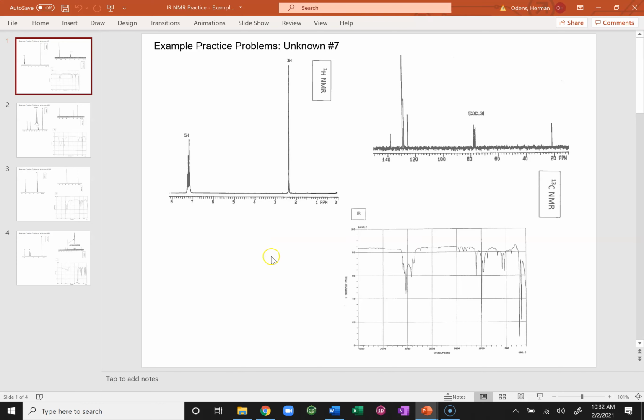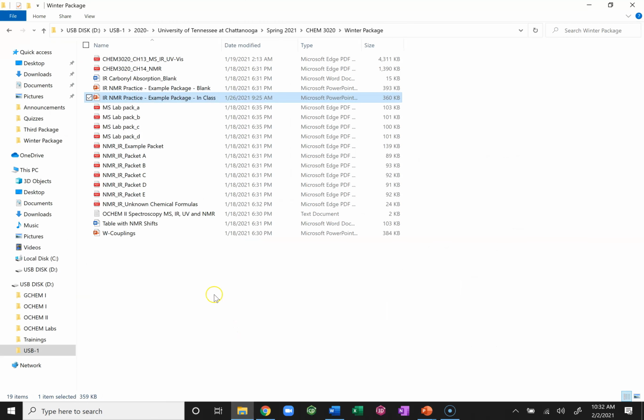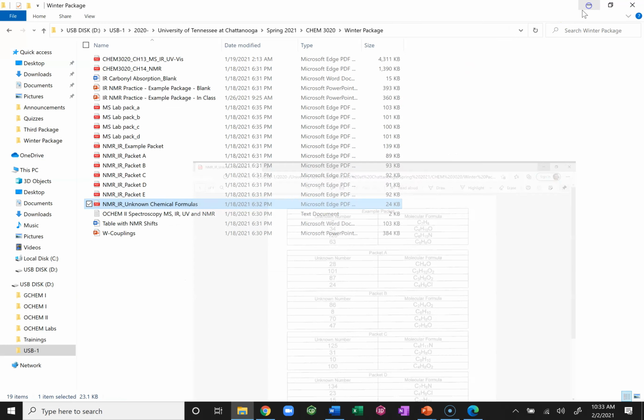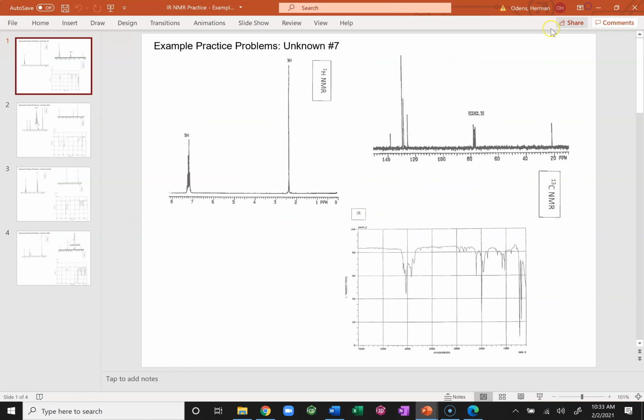All right, so you need to use this along with the NMR unknown chemical formulas. So I made this page separate. All right, so for my example packet, we're going to start with number 7. 7 has a molecular formula C7H8. So we're going to use that and immediately find the DU. All right, let's do that. Let's do at least one.